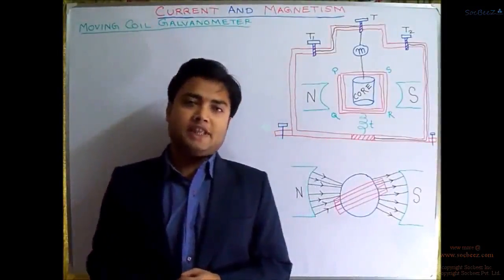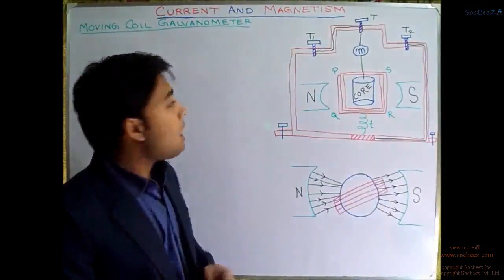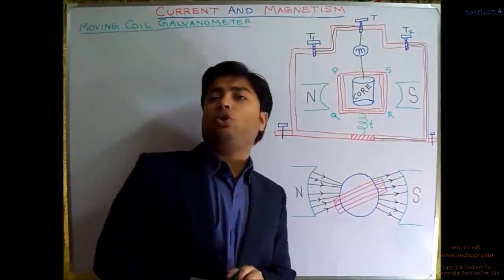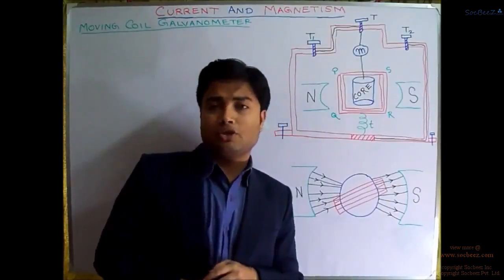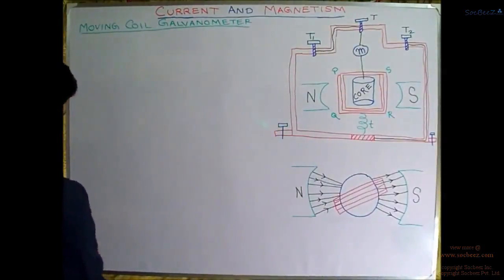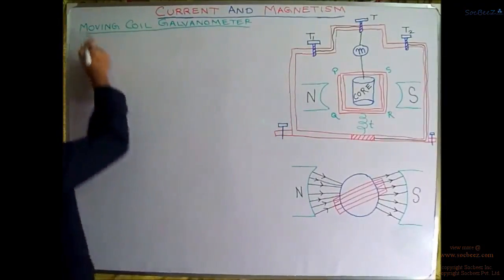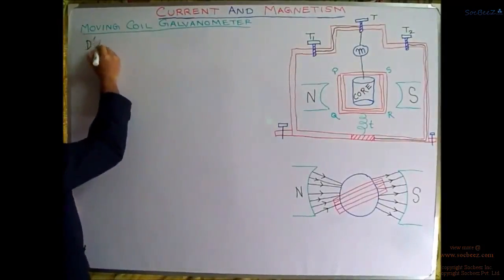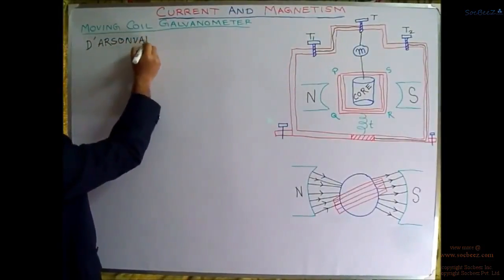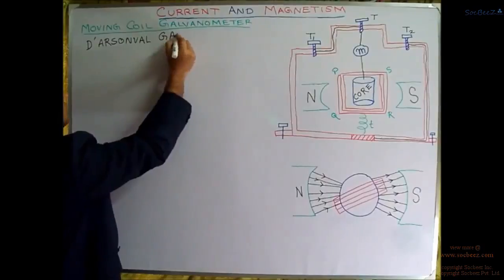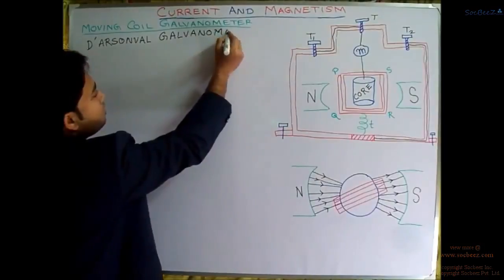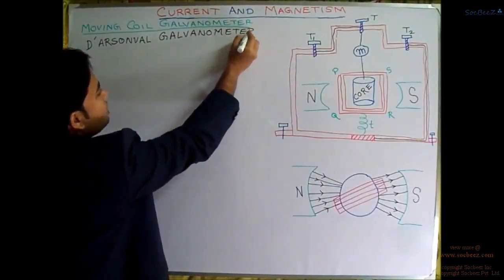Hello and welcome to today's physics lecture, wherein we shall be discussing the moving coil galvanometer. Now, this moving coil galvanometer is also famously known as the d'Arsonval galvanometer, or suspended galvanometer. We could state the same as torsional galvanometer, or suspended galvanometer.